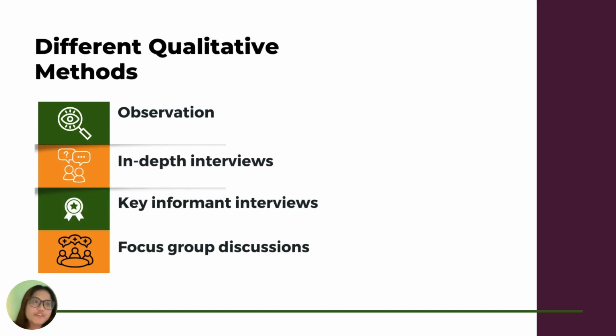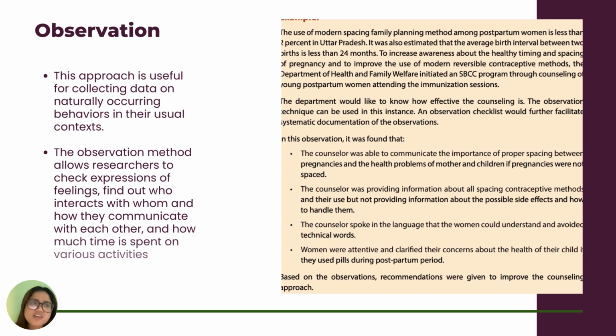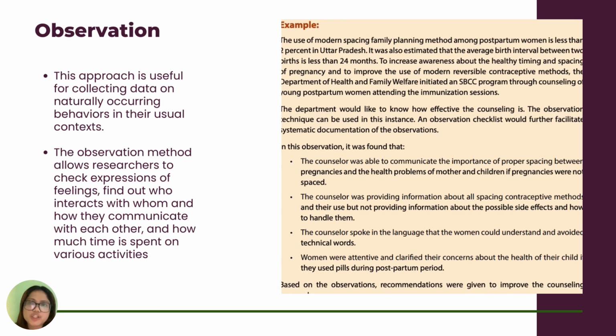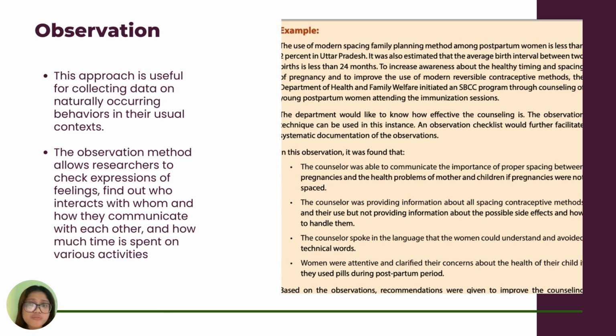Okay, so what are the different qualitative methods? There are four. First is observation, second in-depth interviews, third key informant interviews, and fourth focus group discussions. Let's first discuss the first approach, which is observation. This approach is useful for collecting data on naturally occurring behaviors in their usual context.